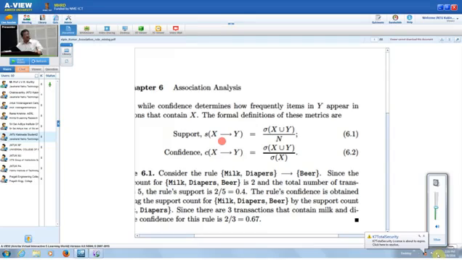It is sigma of X union Y over N, where N is the number of transactions you have in the entire database. So you are given a set of transactions, and from this you are supposed to find out which are the frequent items and which are infrequent items. So the support count: N is the total number of transactions. What is X union Y? Yes, exactly, the number of transactions that contain both X and Y.